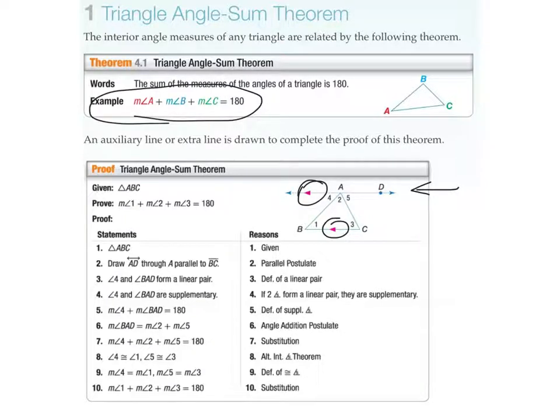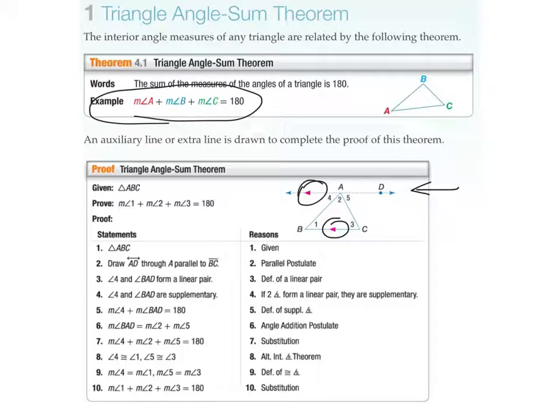The moment you see parallel lines, now you can start looking at your linear pairs, your alternate interior angles, your same side, your consecutive angles, etc., etc. So look for adding a parallel line to one of your sides. And as you can see in this triangle angle sum theorem, you're making proofs. Again, this is quite a long one. You won't have these basically in any exams, or you will have just part of it missing.